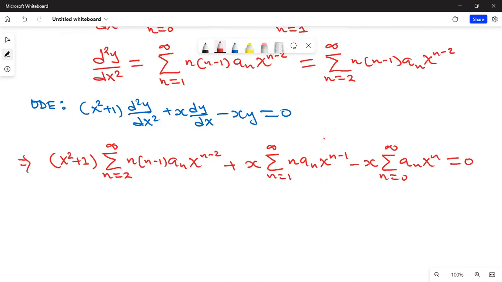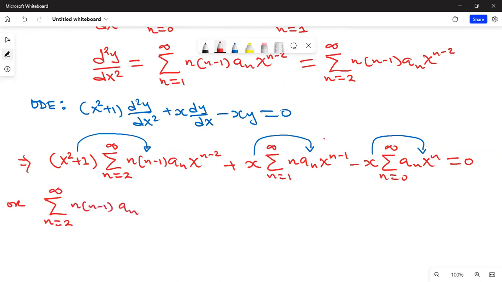So let us simplify. I want to take this inside, even this one, you take it inside, even this. So when I take it inside, this is what I'm going to get. Let's start by multiplying x squared times this one. That will give us the sum from n equals 2 to infinity of n into n minus 1 times a subscript n. Now what is x squared times x raised to n minus 2? That is the same as x raised to n.